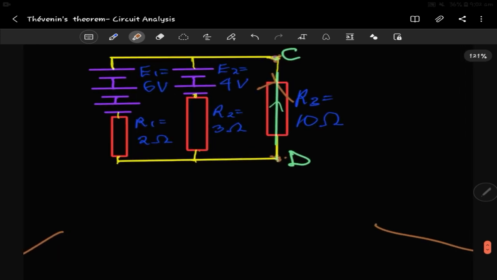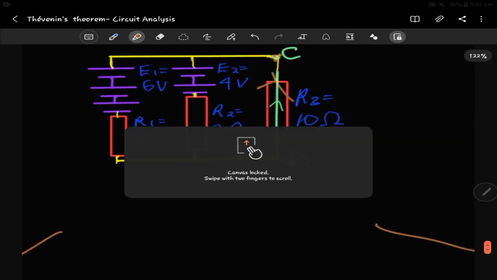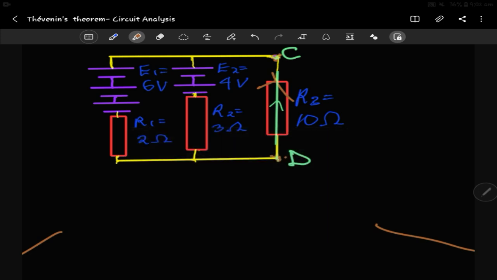Okay. So the first step to do any of this Thevenin's theorem is that we clear these out, and then we open circuit this side, so it becomes just a terminal. It's open circuited. This is the first thing.